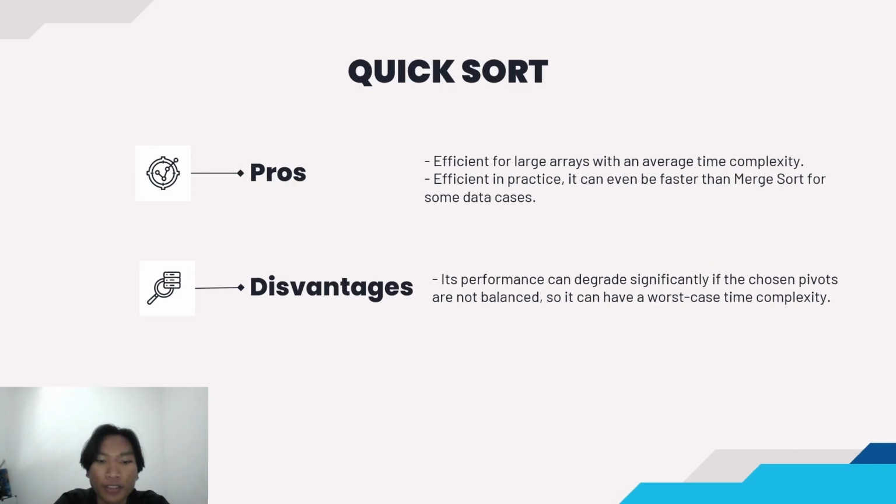Here are some pros and cons of quick sort. First, efficient for large arrays with a good average time complexity. Second, efficient in practice. It can even be faster than merge sort in some data cases. The disadvantage: first, performance can degrade significantly if the pivots are not balanced, so it can have a worst-case time complexity.